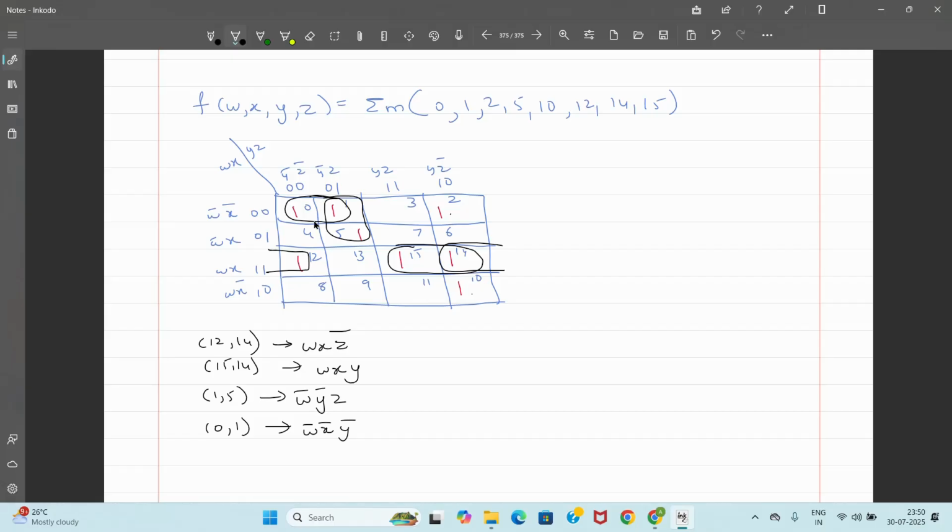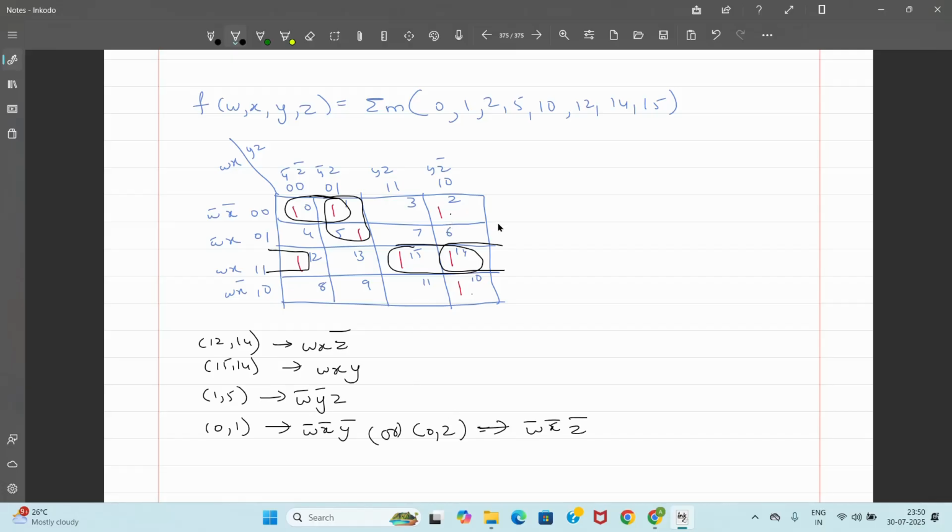See, it's very much correct even if you group 0 with 2. Only thing is this value will be different for you. So if you take 0, 2 instead of 0, 1, then your answer is going to be W bar, X bar, Z bar. Instead of Y bar, you're getting Z bar here. So either this group or this group, you have the choice.